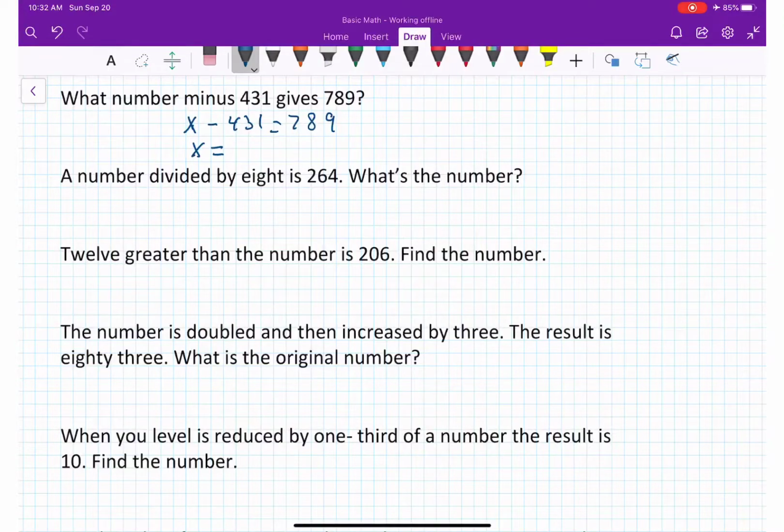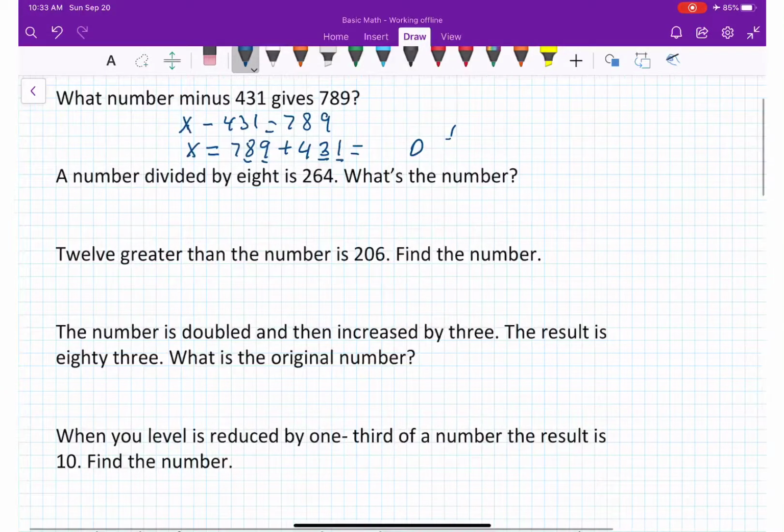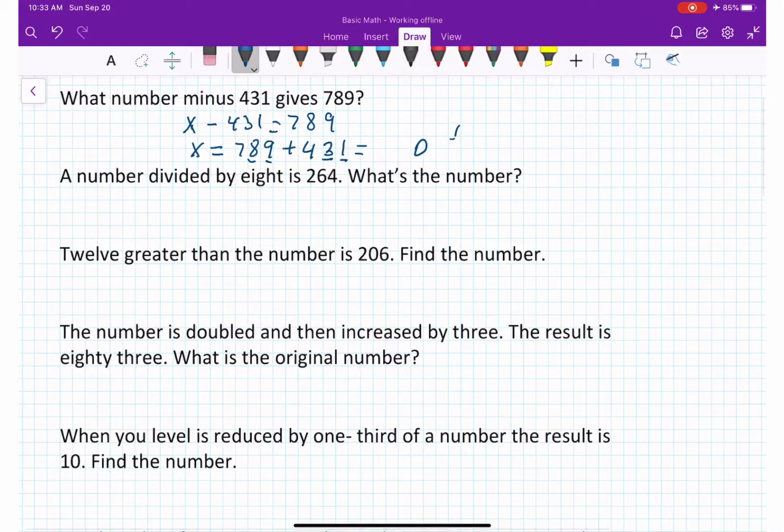X is equal to 781 plus 431. All right, let's see. 1 plus 9 is 10, 1 in mind. 8 plus 3 is 11, and 1 will be 12. Again, 1 in mind. 7 plus 4 is 11, and 1 will be 12.